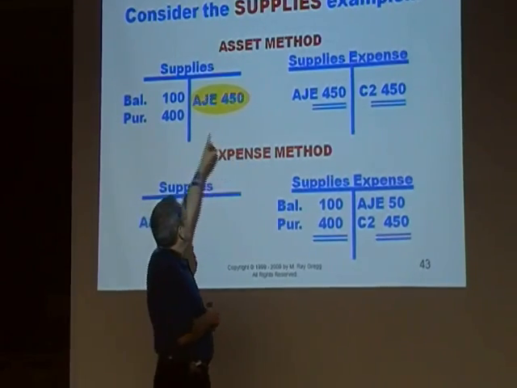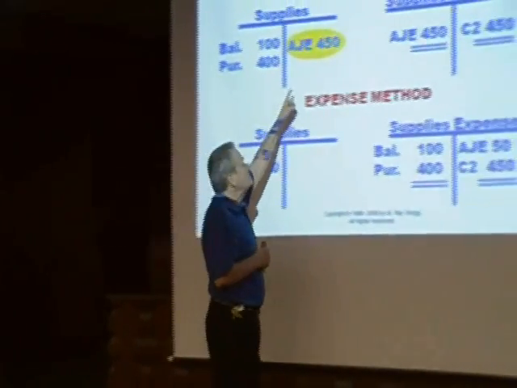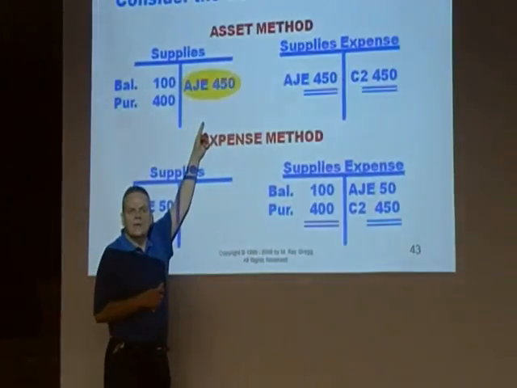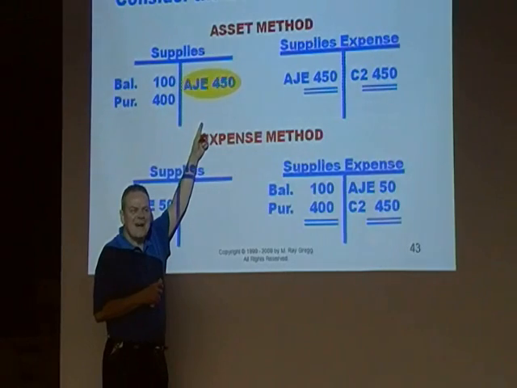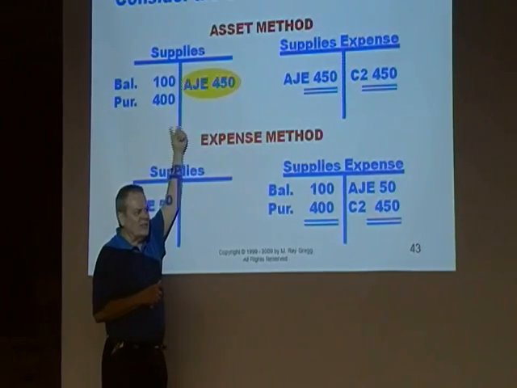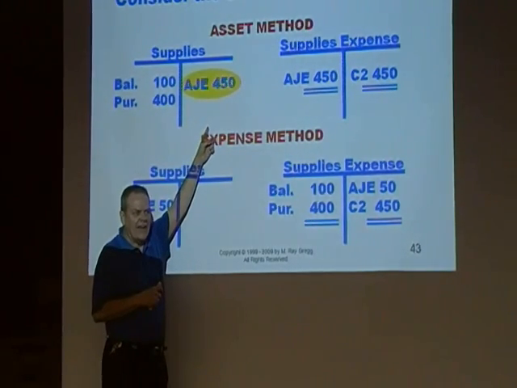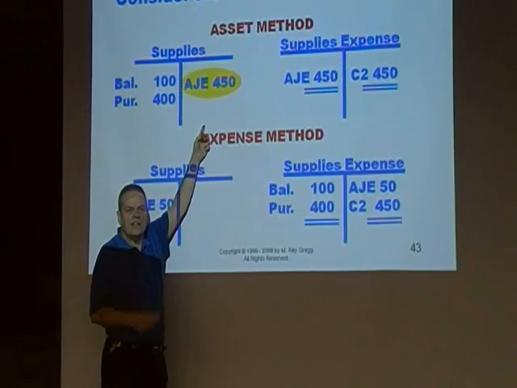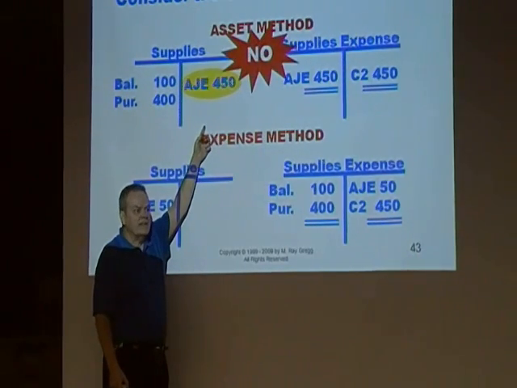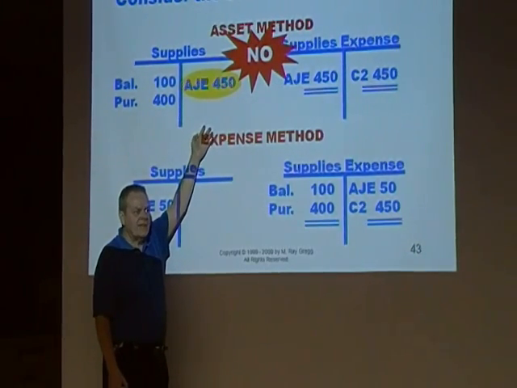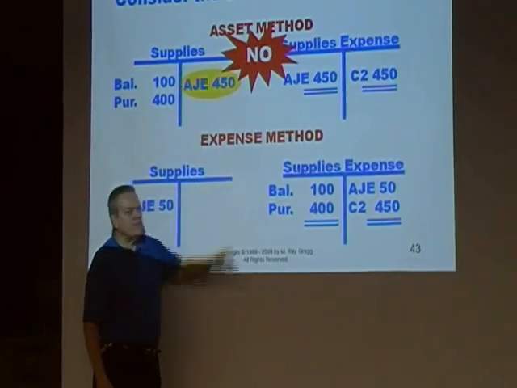If an adjusting entry creates the balance in a balance sheet account, did this create the balance in a balance sheet account? Say yes or no. There are 20 entries before this one. This did not create the balance in that account. Does this need to be reversed? This one does not. That's the asset method. Here's the expense method.